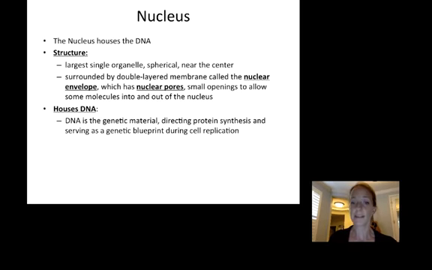It also has its own membrane, a double-layered phospholipid membrane that we call the nuclear envelope. There are tiny pores or nuclear pores around the nucleus that allow some molecules into and out of the nucleus. The nucleus houses the DNA, that is its primary function, and DNA is the genetic material that directs protein synthesis and serves as the genetic blueprint during cellular replication. We've already had some introduction to that in our macromolecules portion of the chemistry lecture, but we will talk more about DNA. We have a specific DNA lecture soon.